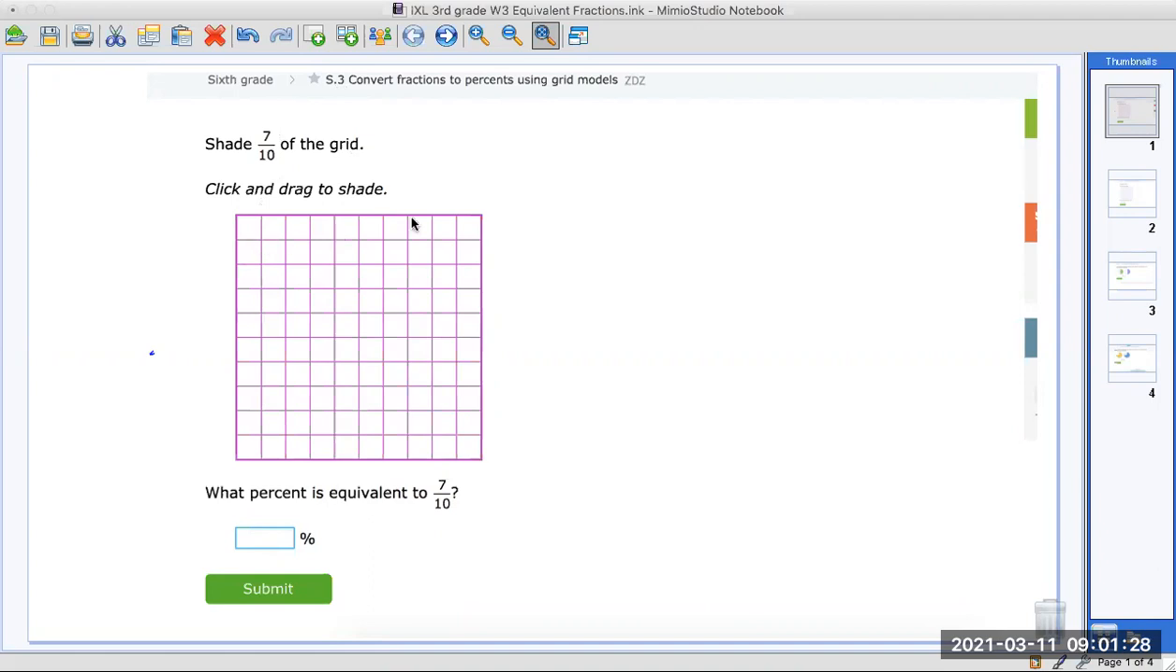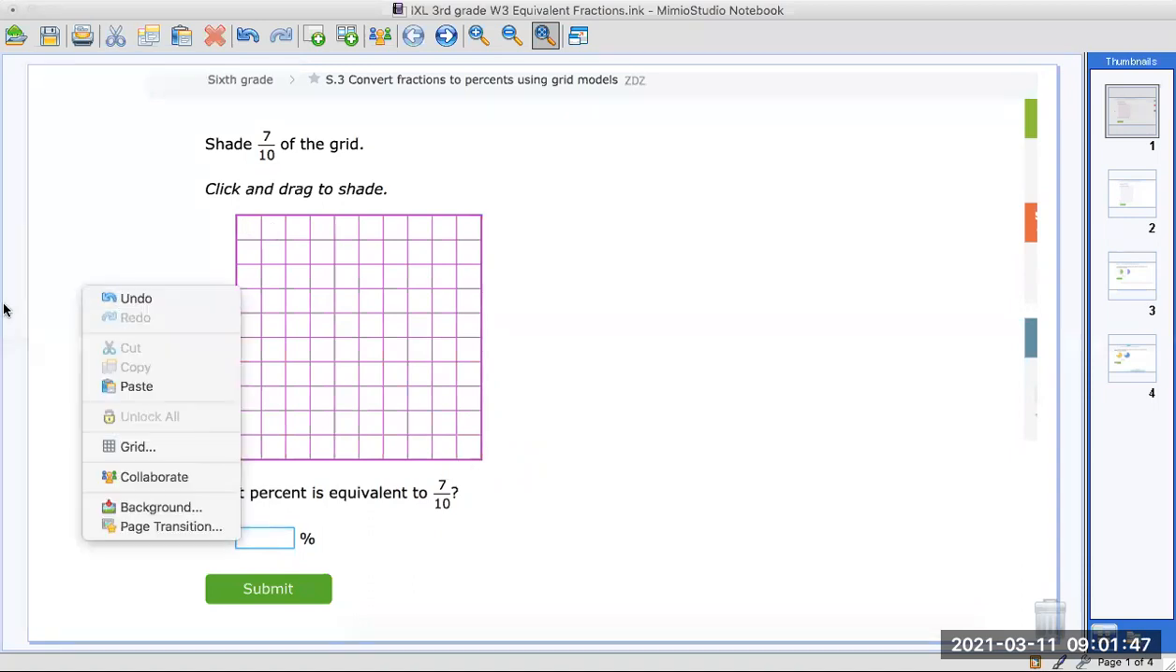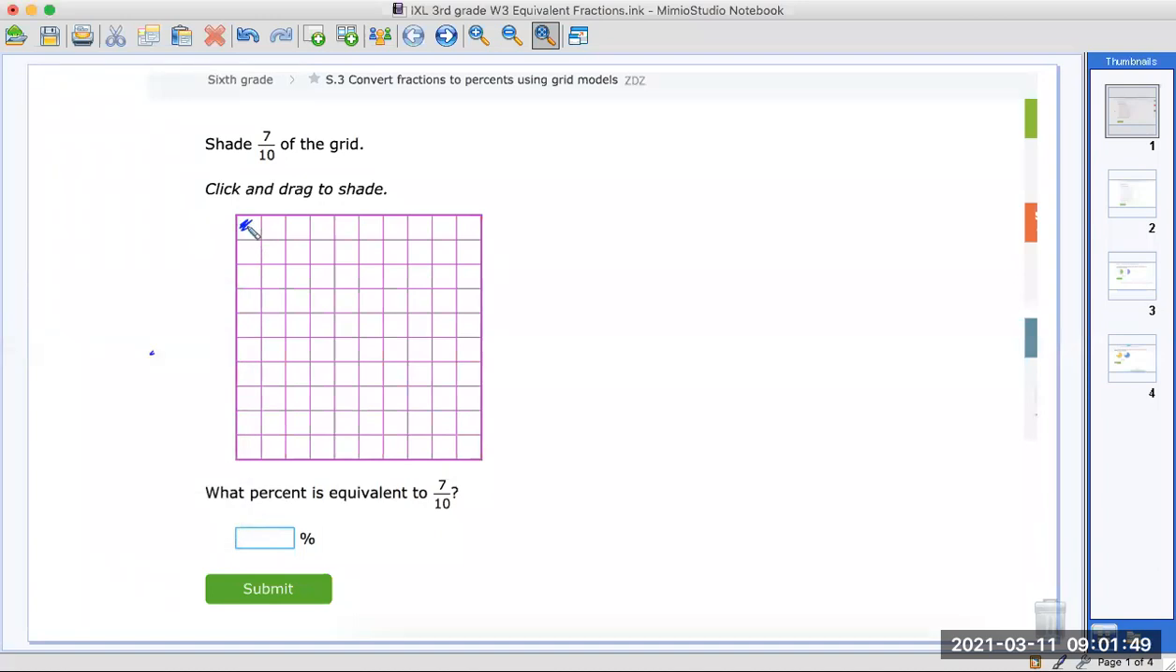You can do that with your clicker. You can drag from your computer. I can't, so I'm going to manually shade them in. So the grid itself has 100 squares. It's a 10 by 10. So if I have to shade in 7, I'll go to the top row and shade in 7.